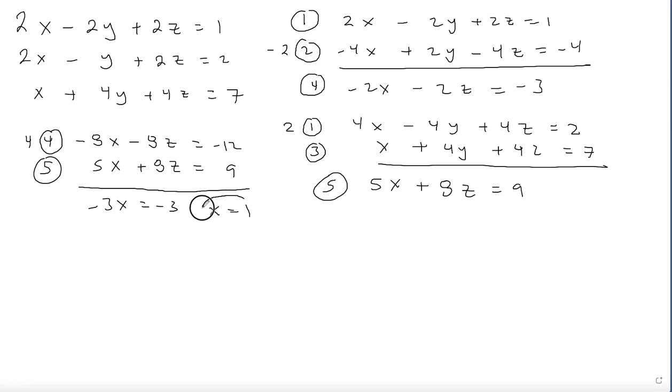Okay, so once we have our first variable solved for, we can go back to either of our two equations, 4 or 5, and plug that in, and then use that to get our second variable. So I'll pick equation 5. It doesn't matter which one you pick. This one has less minus signs for me to get wrong, so I'm going to do that one. So 5 times 1 plus 8z equals 9.